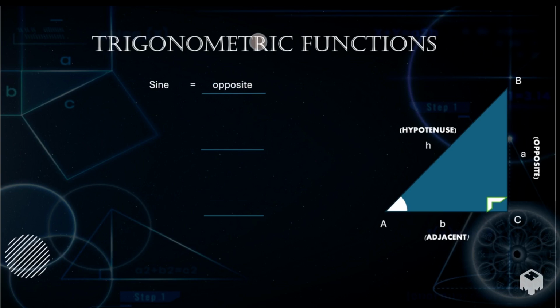Sine. Sine is defined as the ratio of the side opposite the angle to the hypotenuse. Cosine, denoted as cos, is defined as the ratio of the adjacent leg to the hypotenuse. Tangent. Tangent is defined as the ratio of the opposite leg to the adjacent leg.